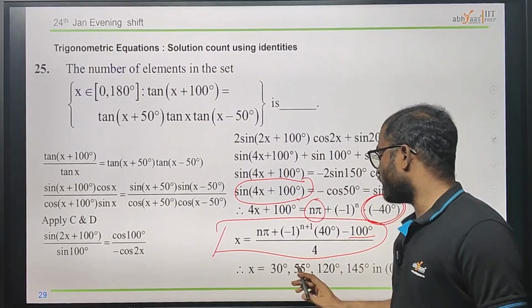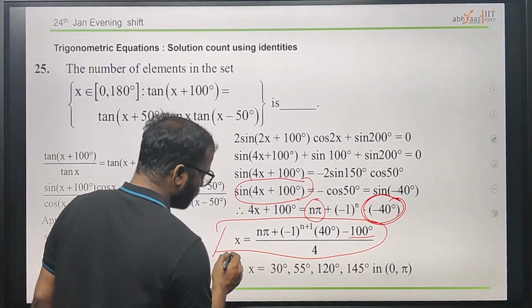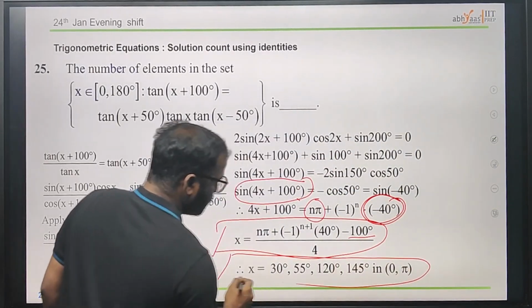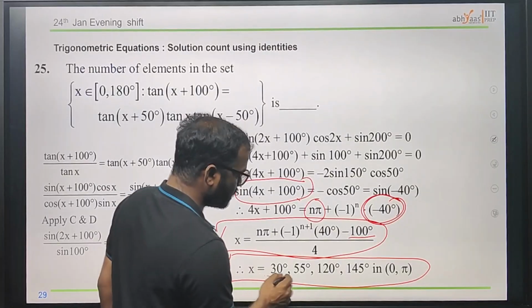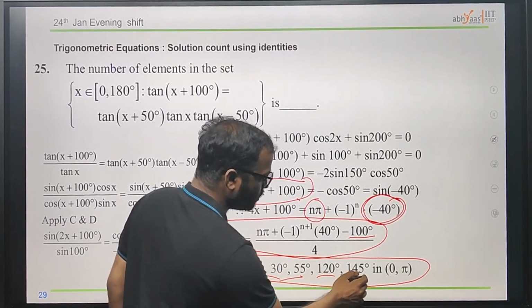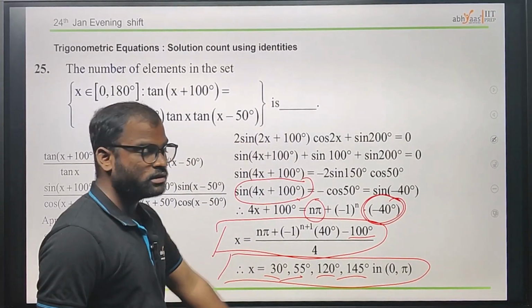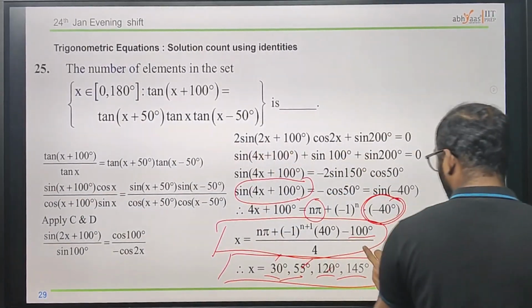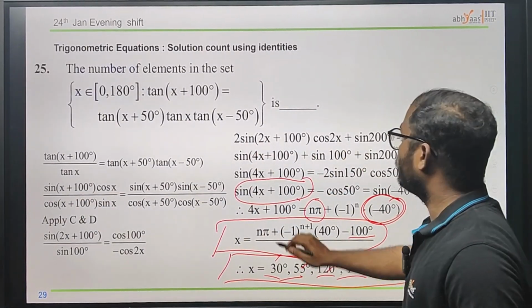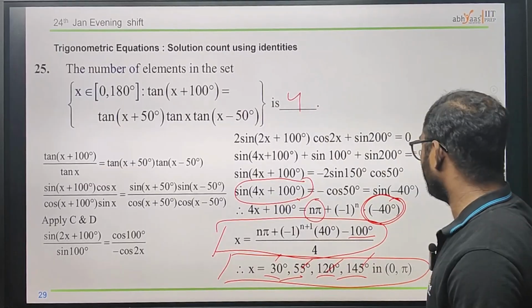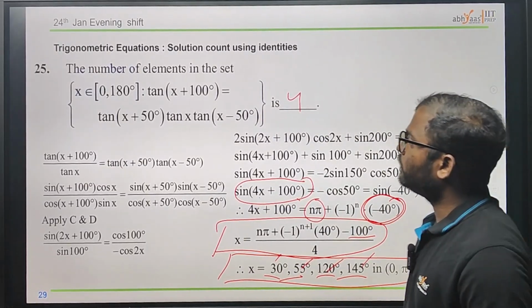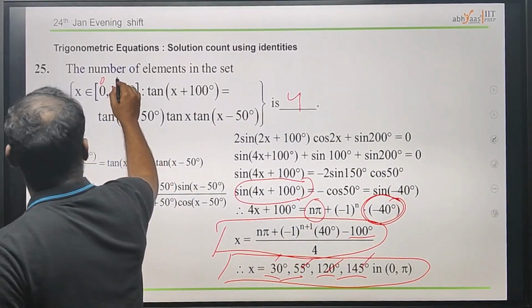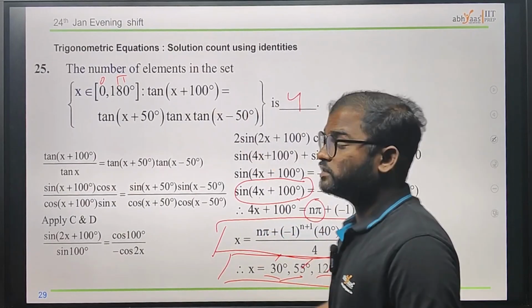Now, looking at all the values, how many values are there for x equal to 30 degrees, x equal to 55, x equal to 120, x equal to 145 in the 0 to pi interval? Therefore, 1, 2, 3, 4. So out of these we have 4 solutions in the 0 to pi interval. We are just checking for the 0 to pi interval.